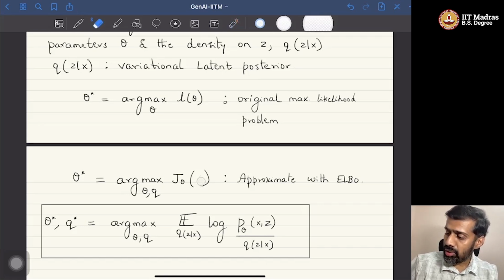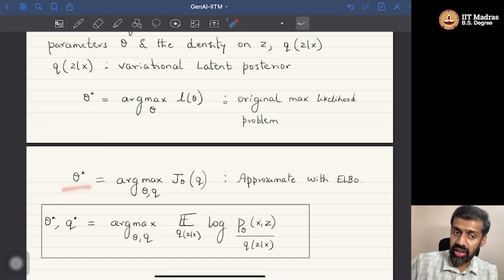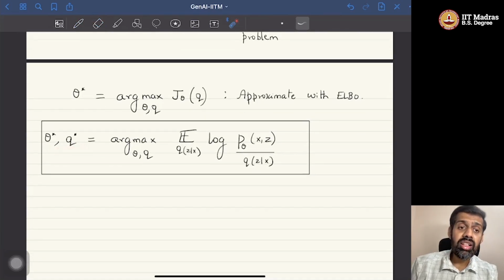Now this evidence lower bound is a function of two things. One, it is a function of the model parameters theta. It is also a function of the distribution or the density function that we have imposed on the latent variable. So we simultaneously have to find out the model parameters theta and also the density function over the latent variable. So in any latent variable model, we have to do two things, which is that we find out the model parameters theta and we find out a distribution on the latent variable as well. So this is the problem that we are going to solve.